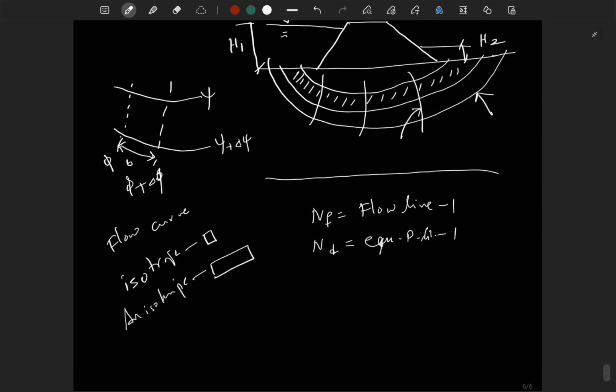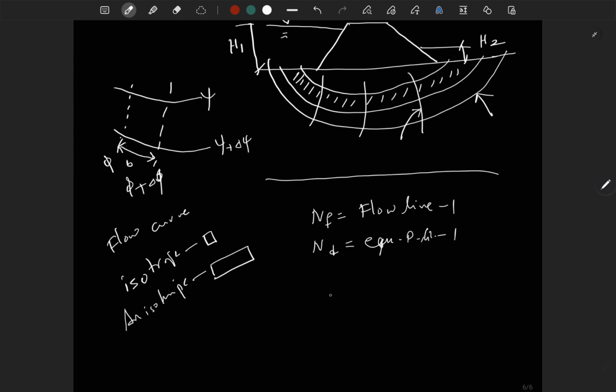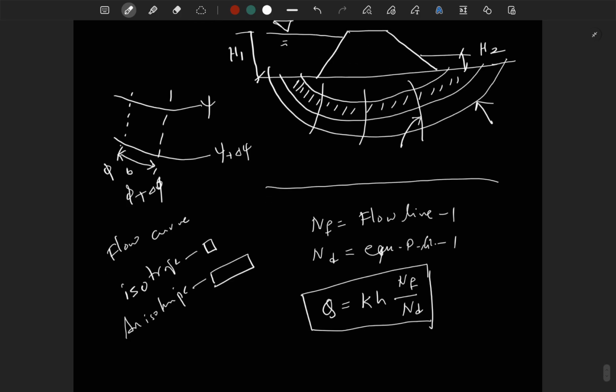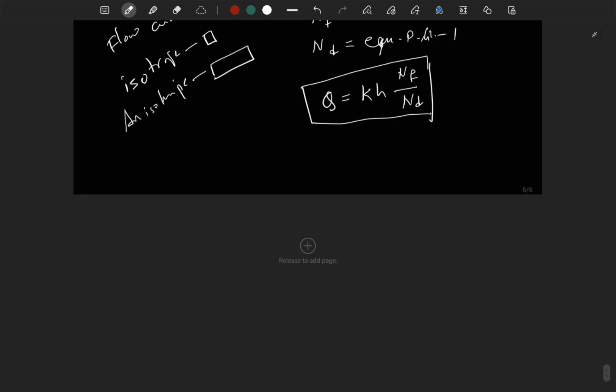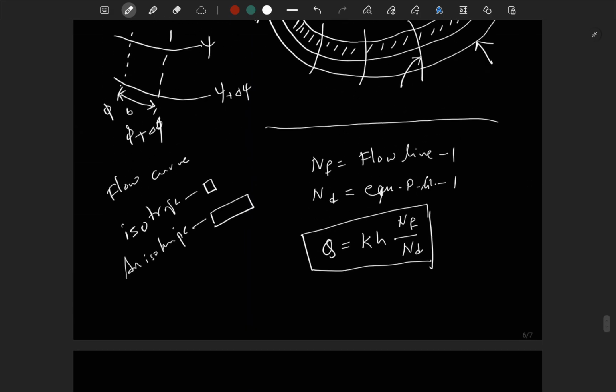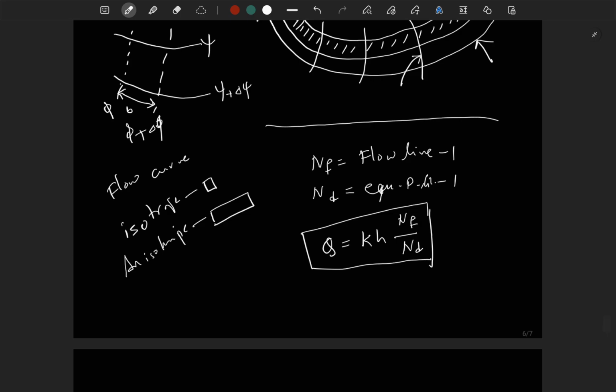Now you have to just remember that discharge Q equals K H into N_F by N_D. This is the only thing you have to remember, and nothing else. I already discussed everything to give you the understanding, but you only remember this equation: Q equals K H into N_F by N_D. This N_F by N_D is also known as shape factor.